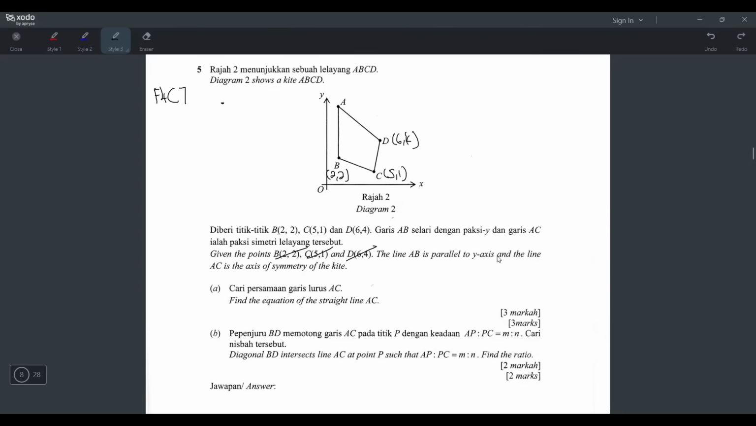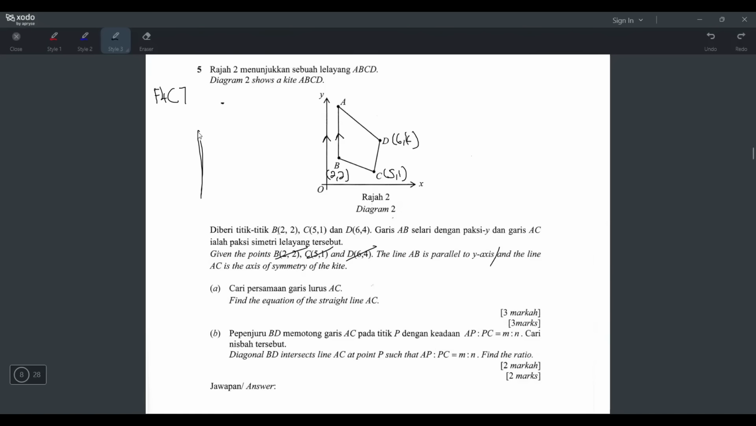Okay, the line AB is parallel to the y-axis. All right, let's stop here. AB is parallel to the y-axis. Usually when two lines are parallel, I will put the arrow to show that they have the same gradient. If AB is parallel to the y-axis, it means AB is a vertical line.